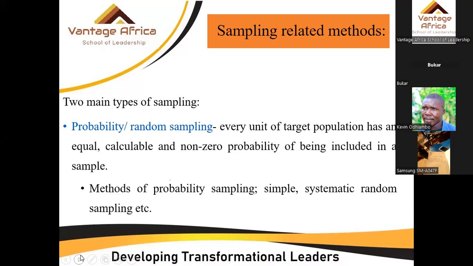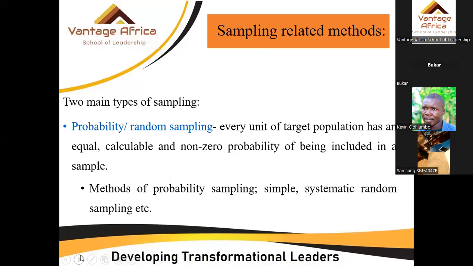So when it comes to probability sampling, if you have 10,000 households, each of those households has an equal chance of being included in the sample. We are not sure exactly who is going to be in the sample and who is not, because everyone has an equal chance. Of course, that chance can be calculated, and it has a non-zero probability. So we're going to be looking at that in a minute.